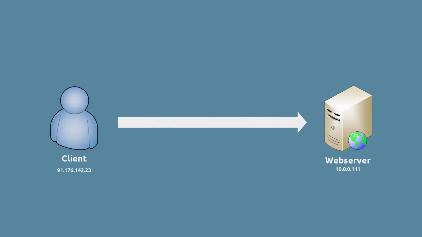In a normal setup, all your clients connect directly to the web server, like in this image. With this setup, you have a single point of failure. If the web server crashes, the client is unable to see your site. That is why we are going to use load balancers.